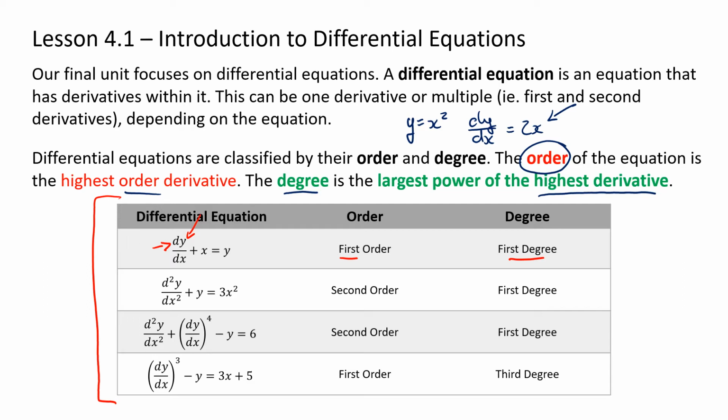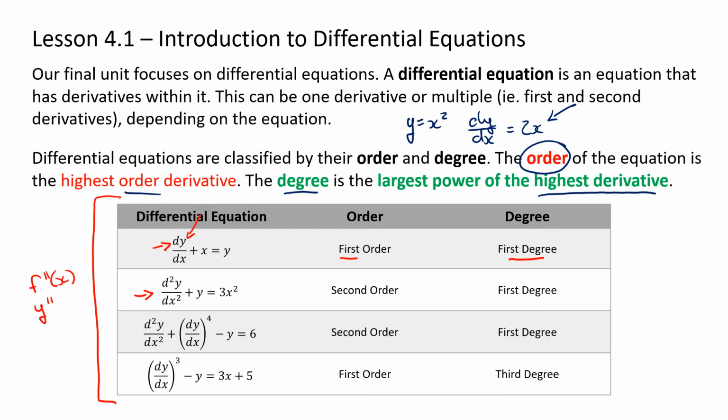Okay. Our second example, d squared y by dx squared, which is the second derivative, right? That's the same as seeing f double prime of x or y double prime. Okay, all of those represent the second order derivative. In this case, it's derivative with respect to x plus y equals 3x squared.